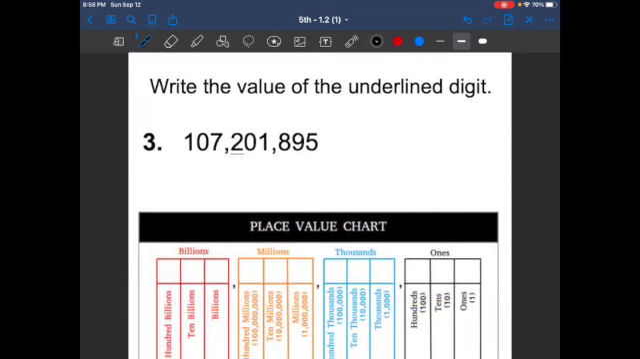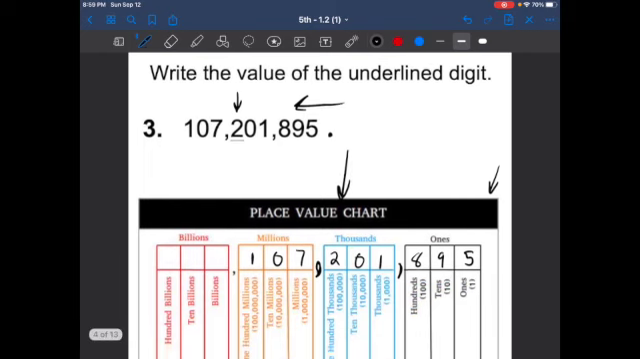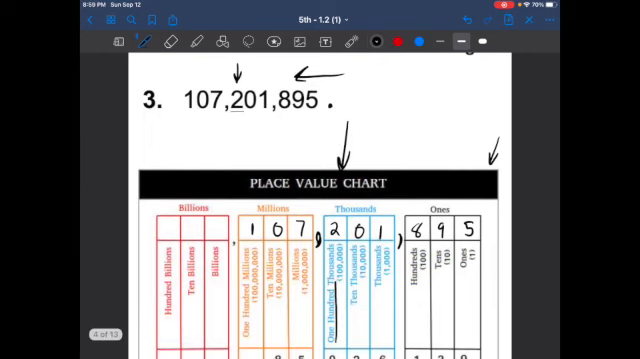Here we go. Again, try to answer it before I go through it. We're going to start on this side and go this way. So start right here. We have 5, 9, 8, comma, 1, 0, 2, comma, 7, 0, 1. And we're looking at this 2 digit. Where is the 2 digit? Well, that's going to be in the 100,000. So let's make sure we write that.